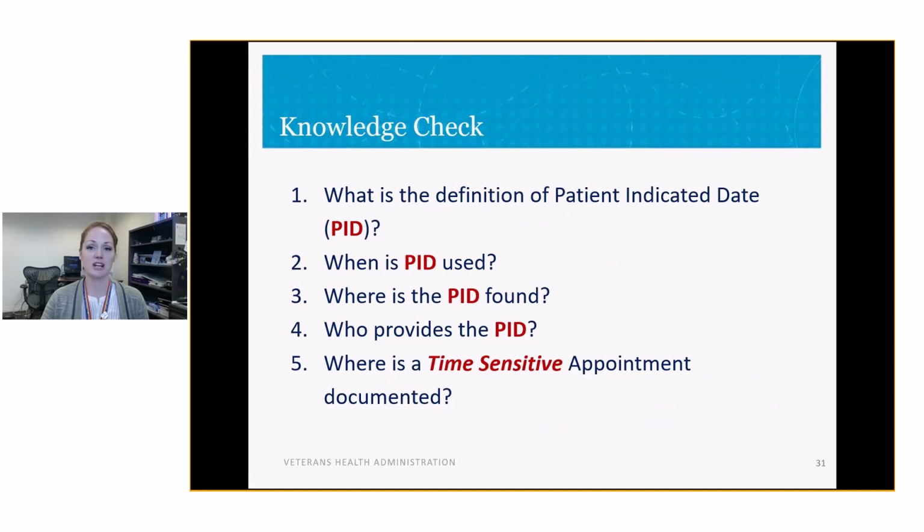So just a quick knowledge check. The definition of PID is the patient/provider indicated date. Again, patient/provider indicated date. When is it used? Quite simply, when we schedule appointments. That's when it's used. We find PIDs either in the return to clinic order, the consult, or the patient gives us the PID if the appointment is patient generated.